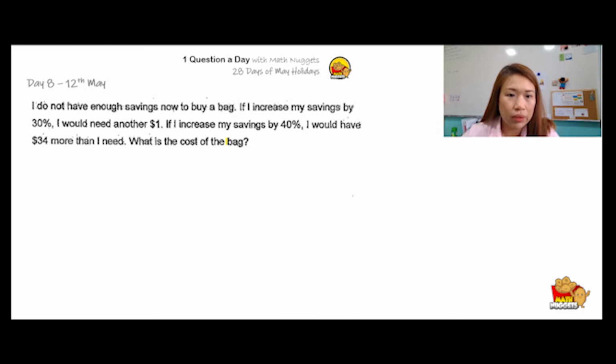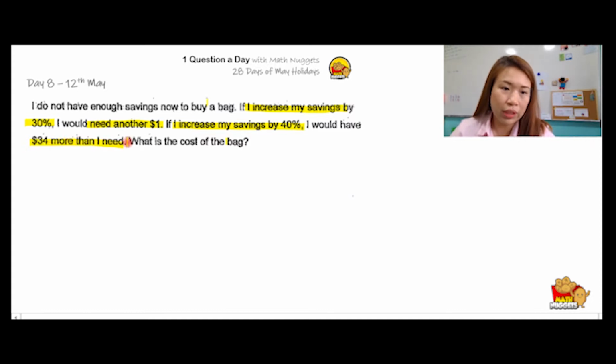So for day 8, this person does not have enough savings to buy a bag now. If I increase my savings by 30%, I would need another $1. If I increase my savings by 40%, I would have $34 more than what I need. They're trying to find the cost of the bag.